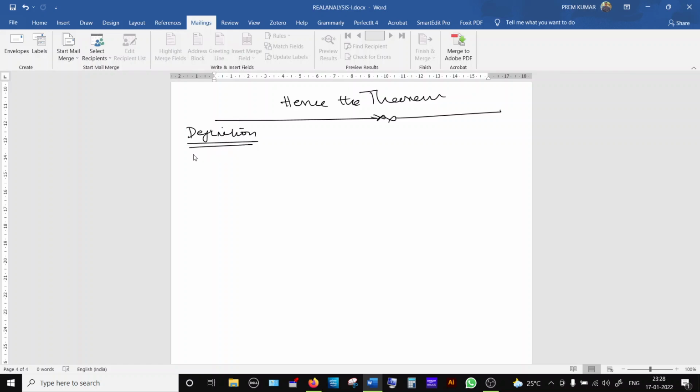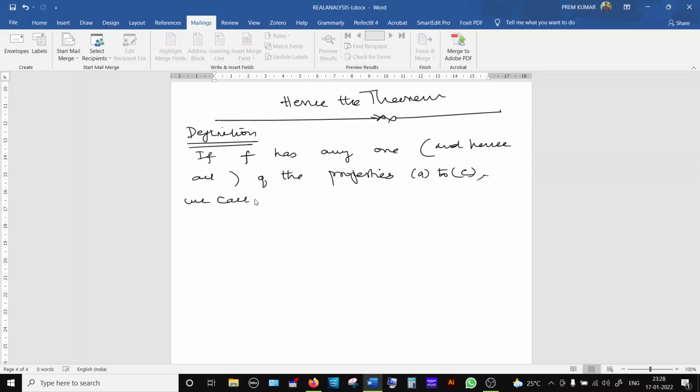Definition: if f has any one, and hence all, of the properties A to C in the previous theorem, just you can refer to it, we call the function f a homeomorphism, not homomorphism, homeomorphism from M1 onto M2.